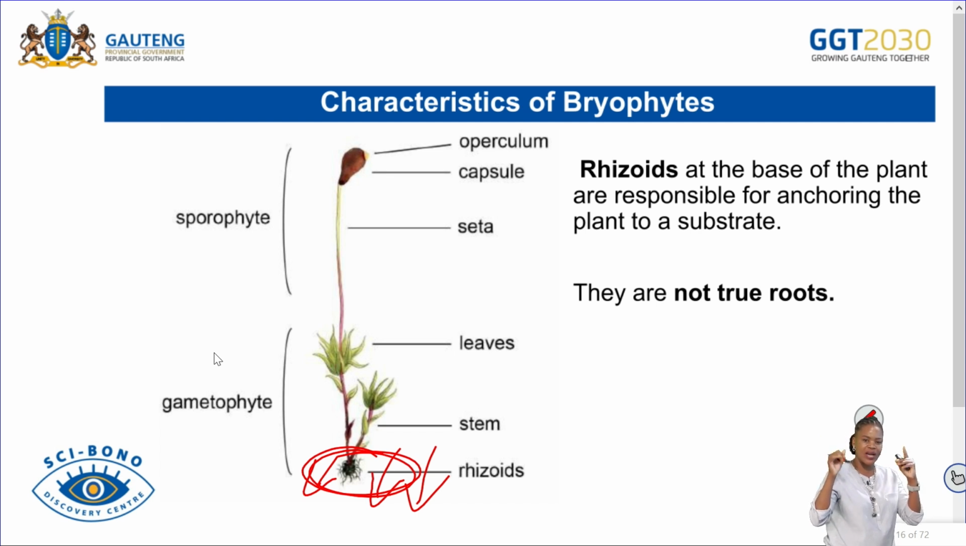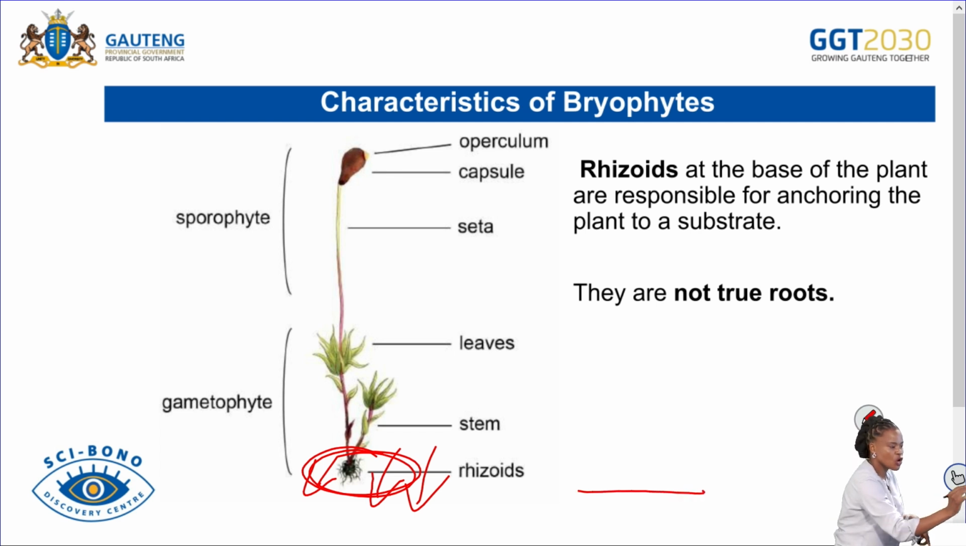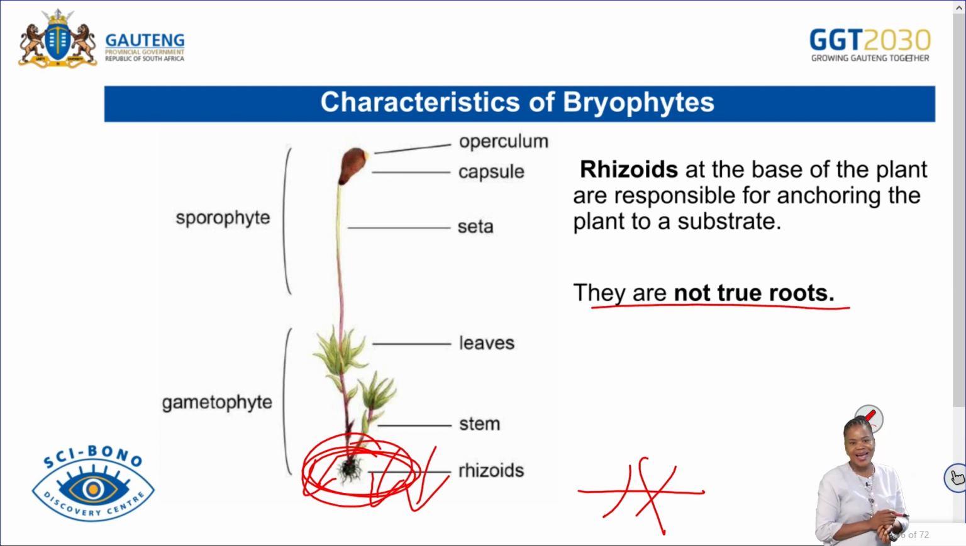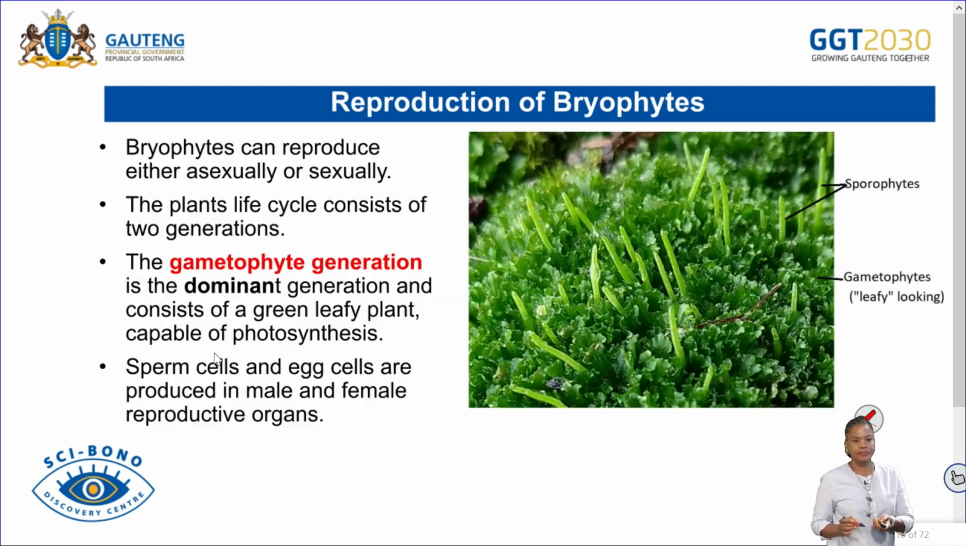Remember, the general function of the roots is to do what? Is to anchor the plant firmly on the what? On the soil, so that the plant remains firm, so that the plant remains upright, straight, because of the roots. So the other function of the rhizoids is to do what? It helps them to absorb all the what? The nutrients from what? From the substrate. And then remember that they are not the true roots. The rhizoids are not the true roots.